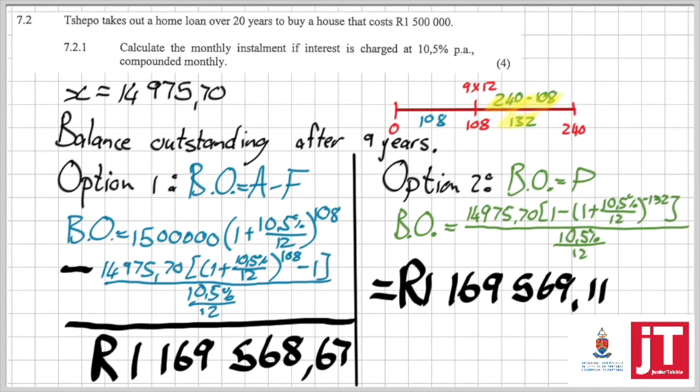Now here's an interesting question. What makes them different? Because they are different by about 34 cents. Why is that? If you said because of rounding off, you'd be 100% right. Because I rounded off that value, 14975.70, to 2 decimals, although the bank wouldn't. In their books, they would not round off. And that is why there is a difference.